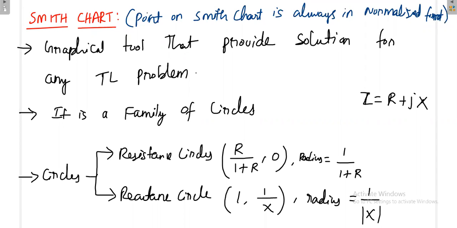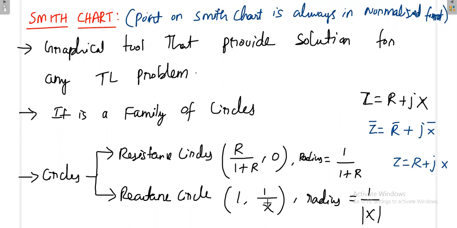What you have after normalization is already normalized with the Z0, but it is hidden always. Whatever impedance you draw on the Smith chart is always normalized. So even if I use the notation Z equal to R plus jX, the hidden meaning is that this R is already normalized, and X is also already normalized.